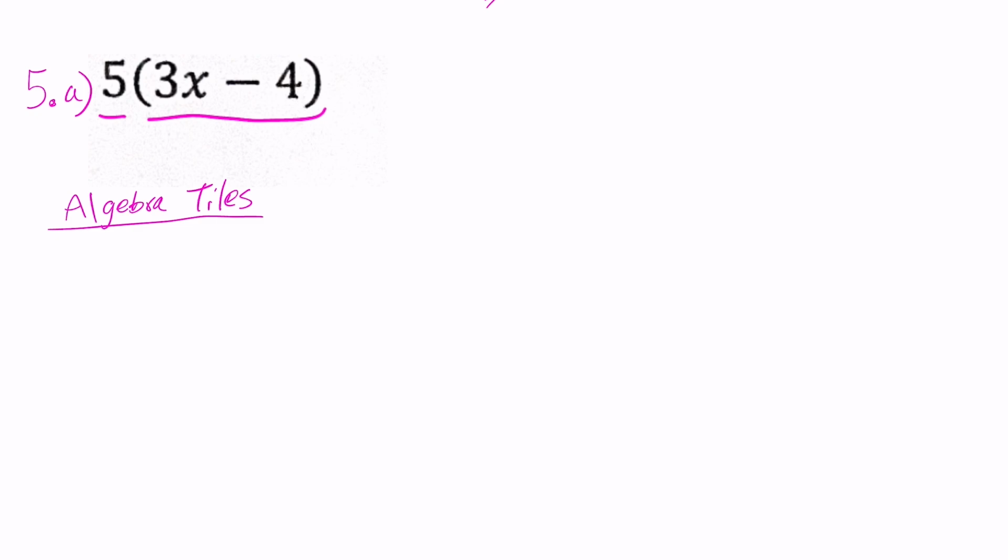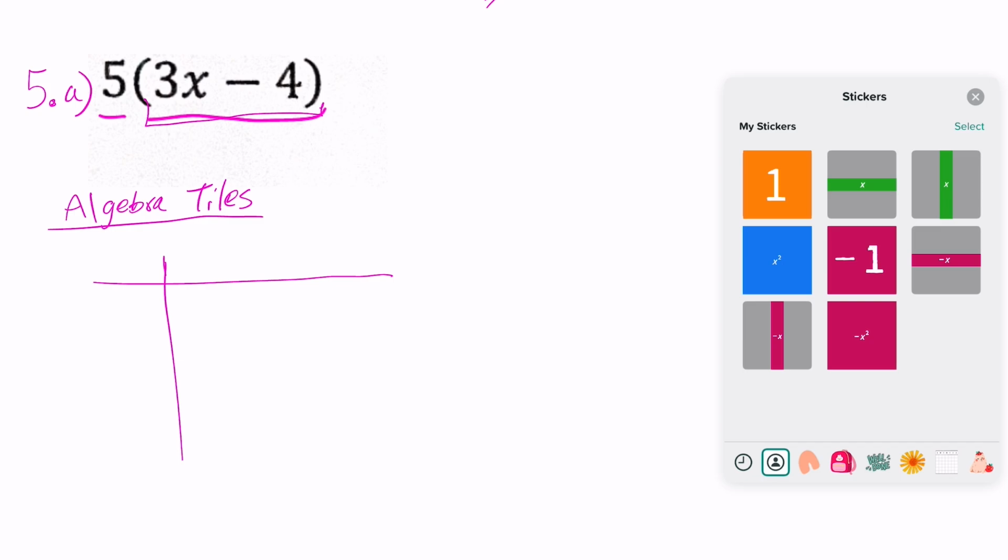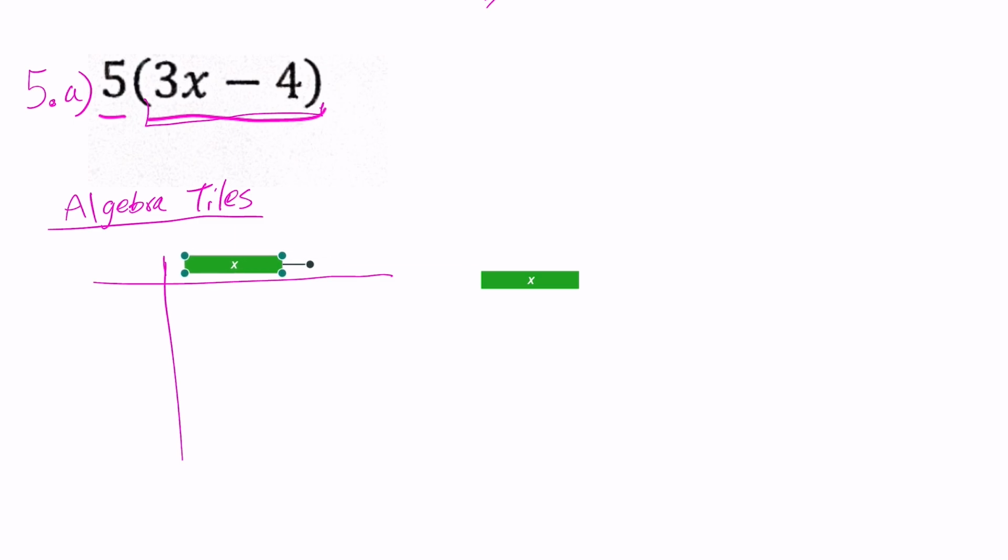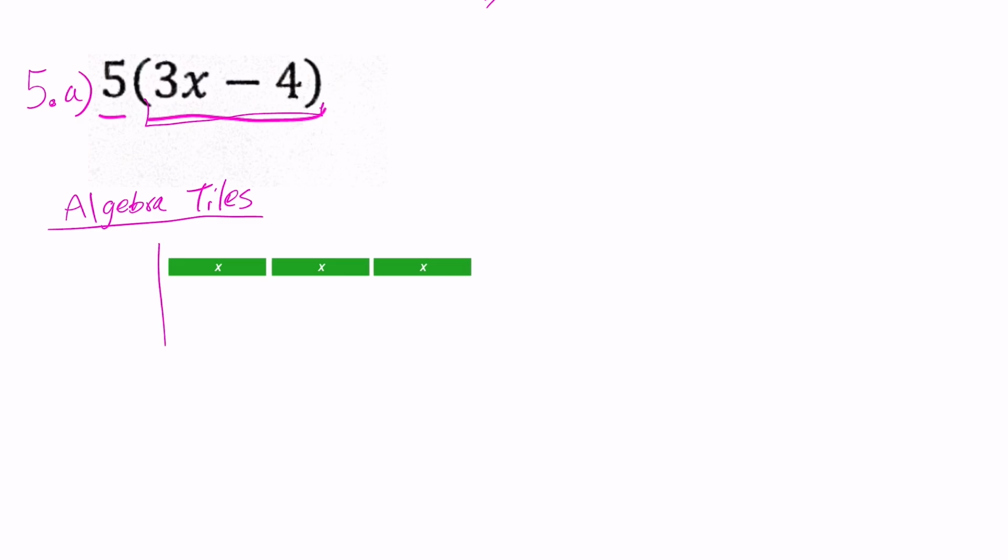So the algebra tiles tell me I have something that is 3x minus 4 long. So I'm going to reach into my tiles here. I'm going to grab 3 x's, 1, 2, 3, and I'm going to draw it out like this. 3 x's like that. Let me redraw this grid here. There you go, that's better. The neater we are, the easier it's going to be.